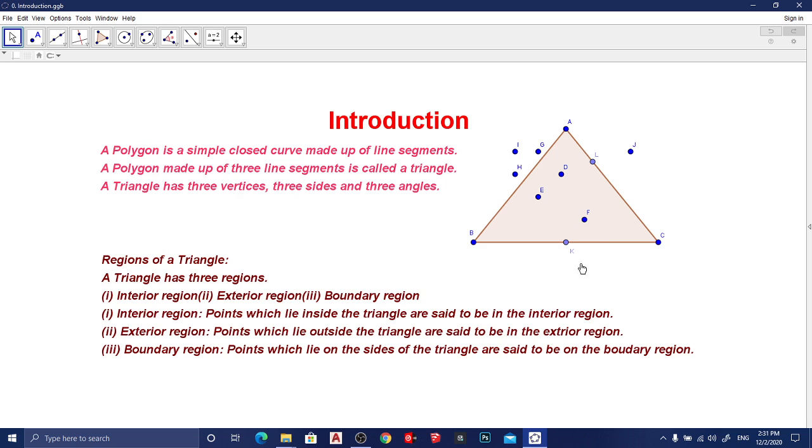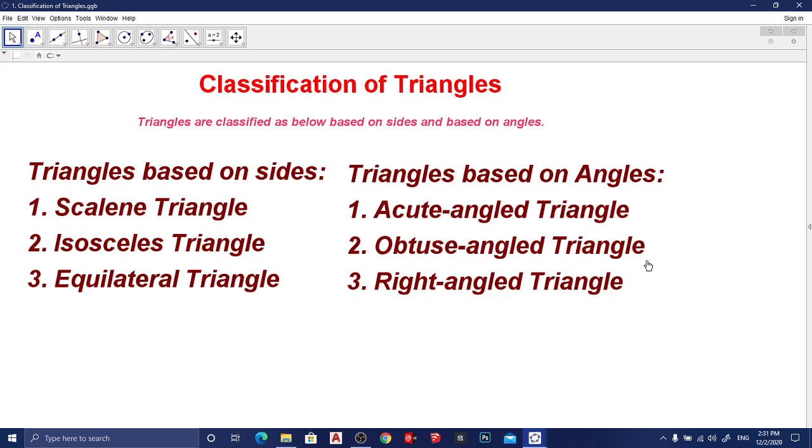Okay, so now we are going to another concept, classification of triangles. Triangles are mainly divided into 6 types, two depending upon the sides and angles.